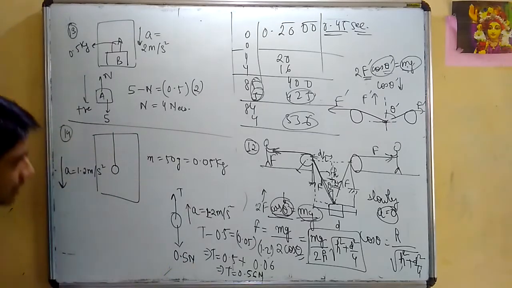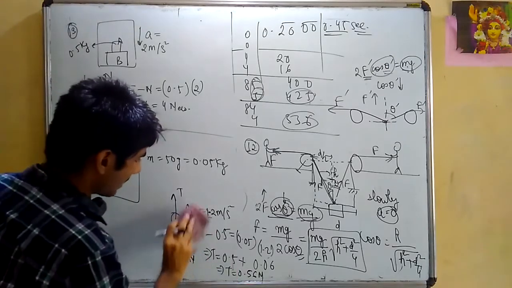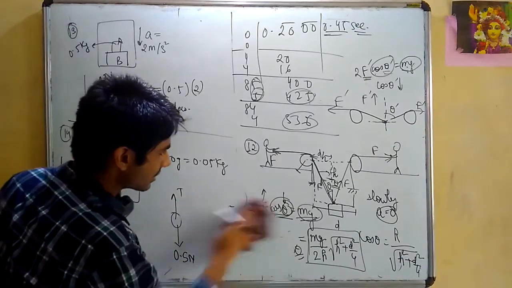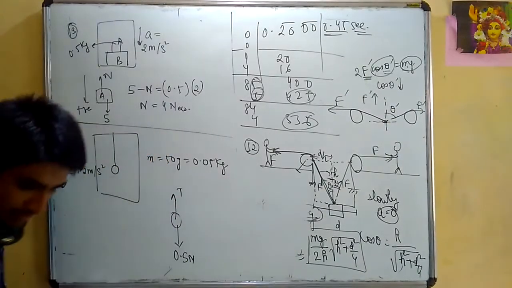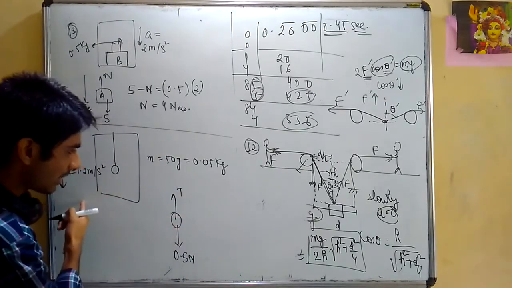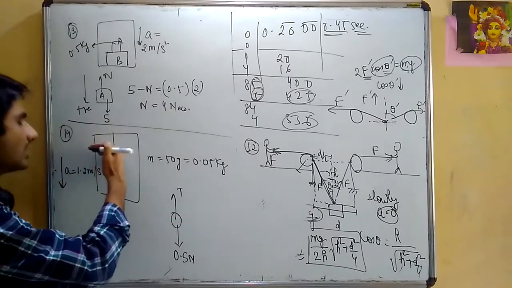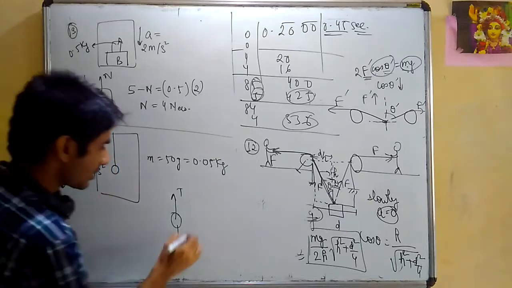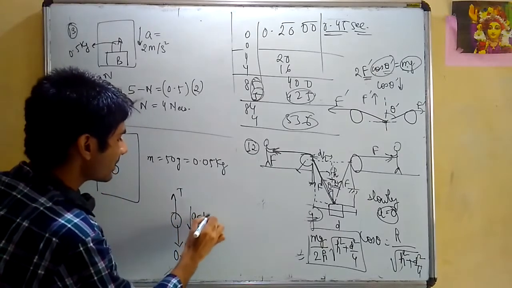So now I will change the equations a little. FBD is still like this, but it is going down with an acceleration. It was given going up with a deceleration, so I am assuming it is going down with an acceleration of 1.2 meter per second square.